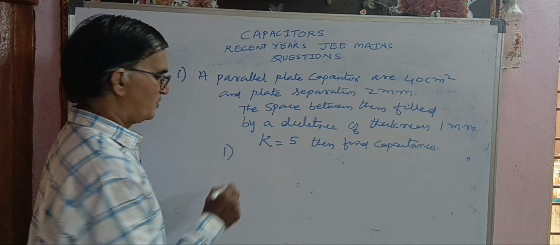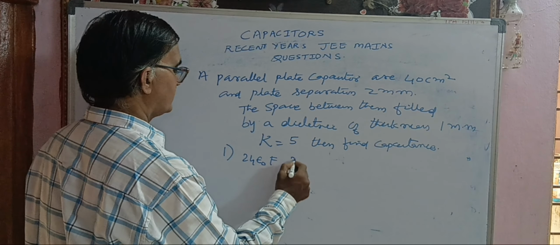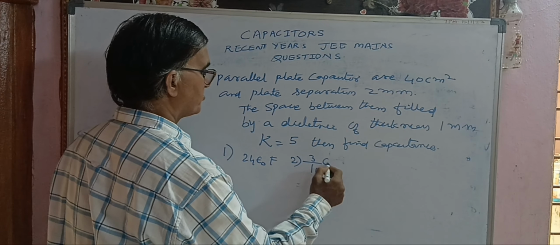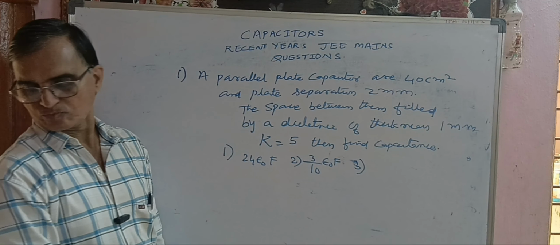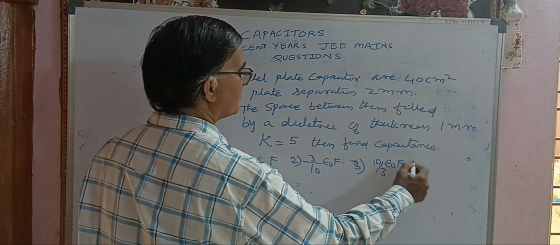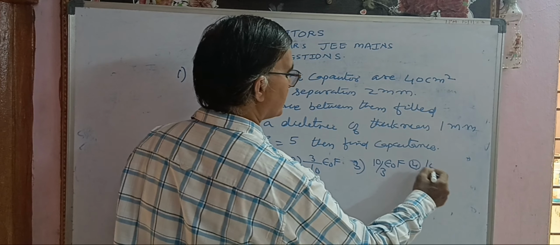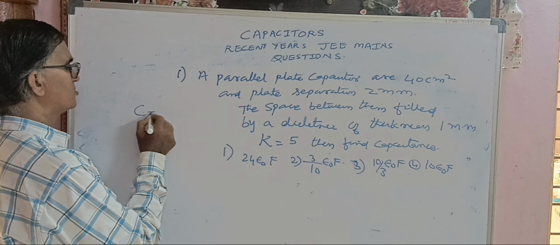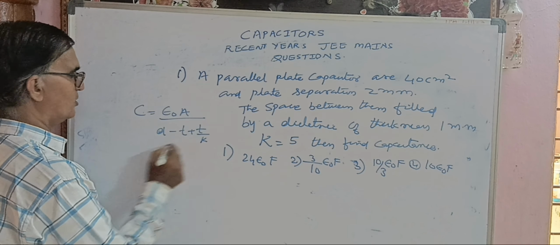I've got options here. First option 24 epsilon naught farads. Second, 3 by 10 epsilon naught F. Third, 10 by 3 epsilon naught F. Fourth one is 10 epsilon naught F. So you have the direct formula C is equal to epsilon naught A by D minus T plus T by K.